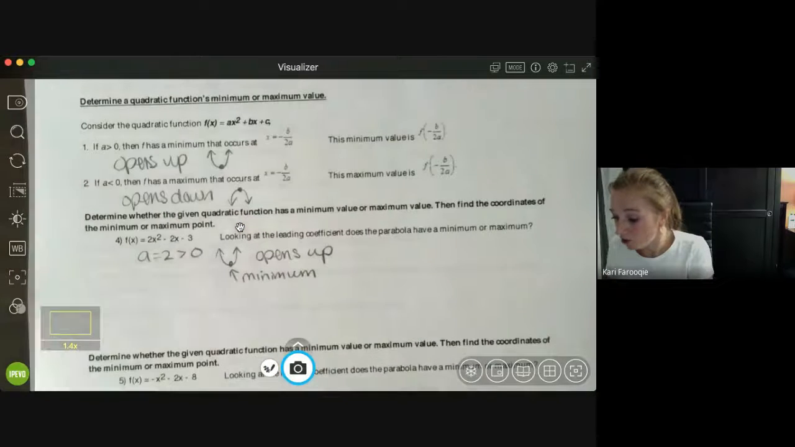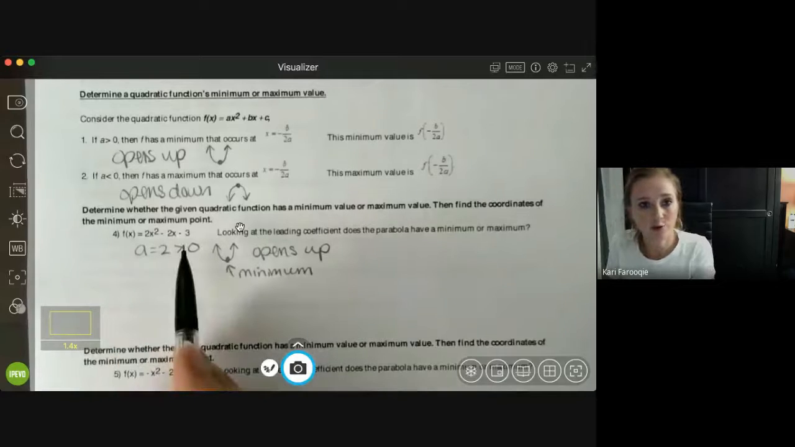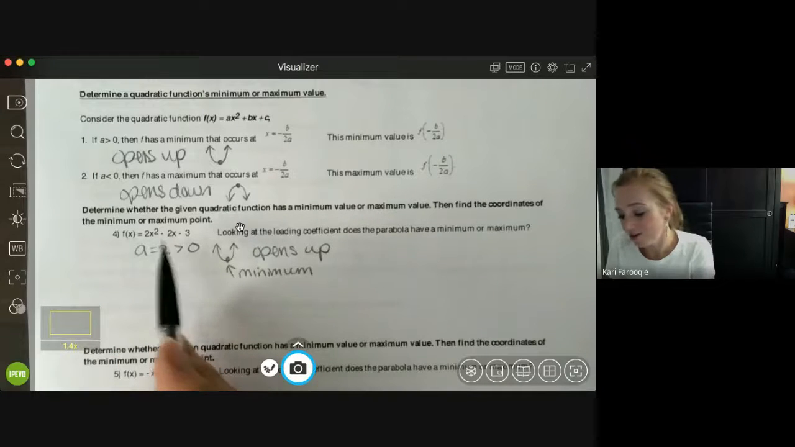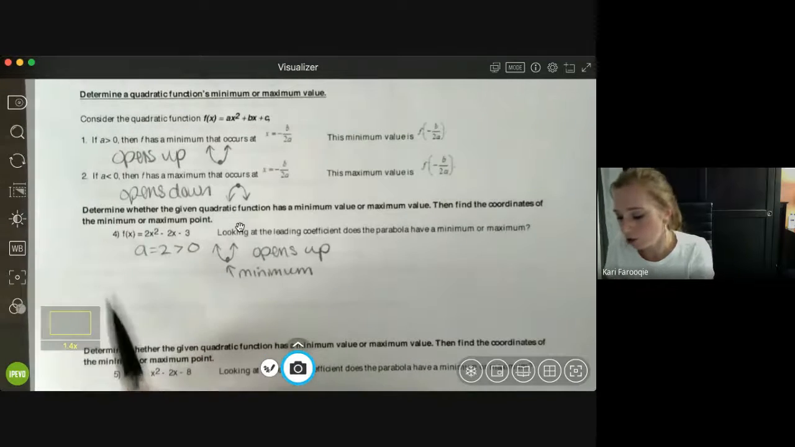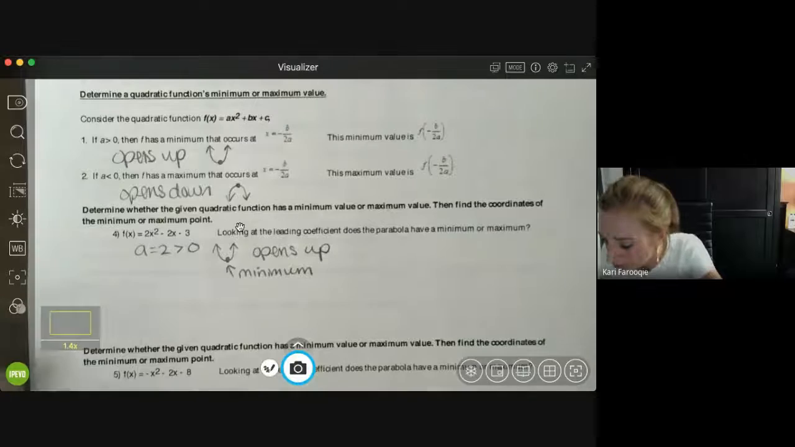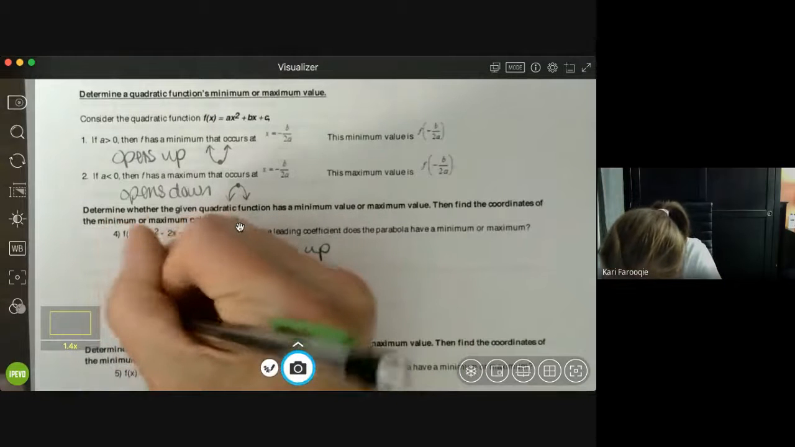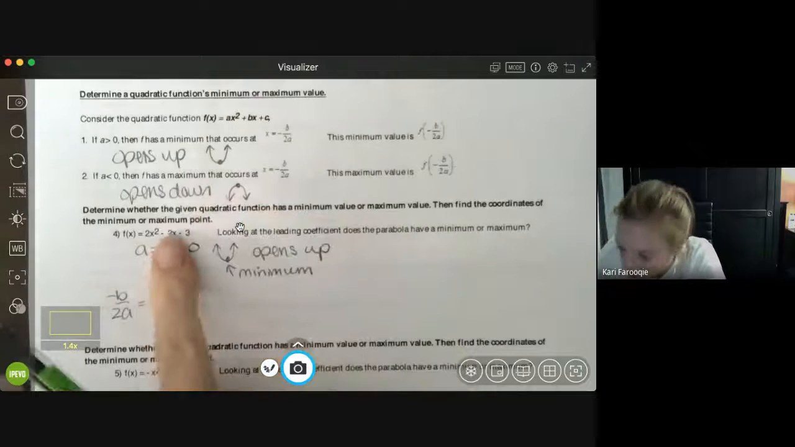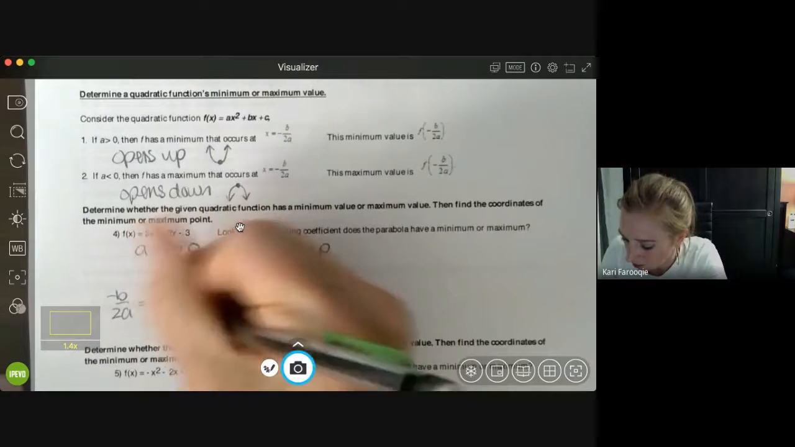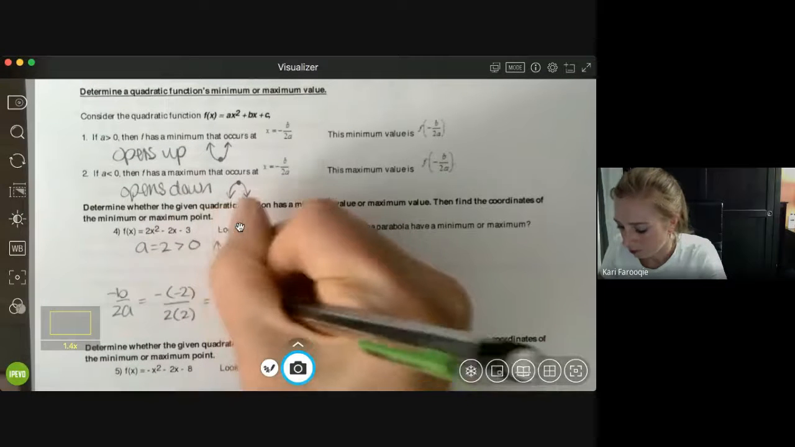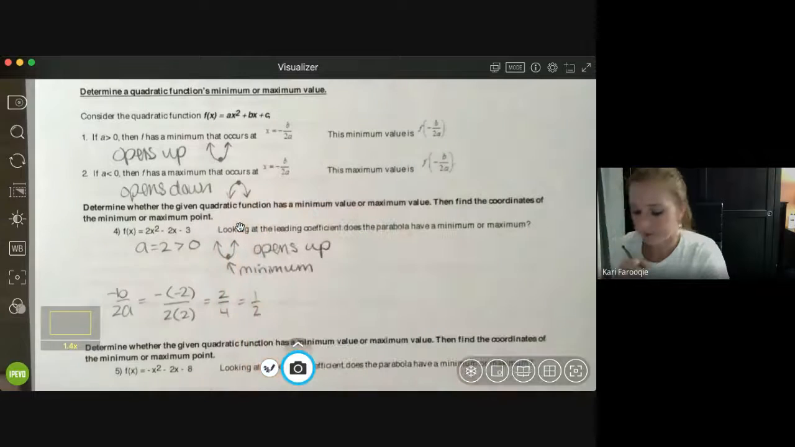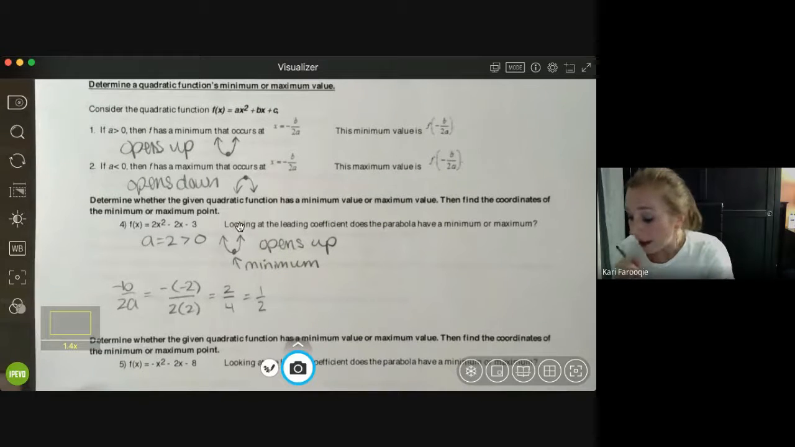Now, of course, you're more than welcome to take this function and rewrite it using completing the square. It's going to be a little bit more work, though, just because you have a coefficient of 2 in front of the x squared. You might as well just use the formula when you're just answering this one question. So negative b over 2a is negative, the value of b here is negative 2, divided by 2a, which is 2 over 4, which is 1/2. So that's the x coordinate of the vertex.